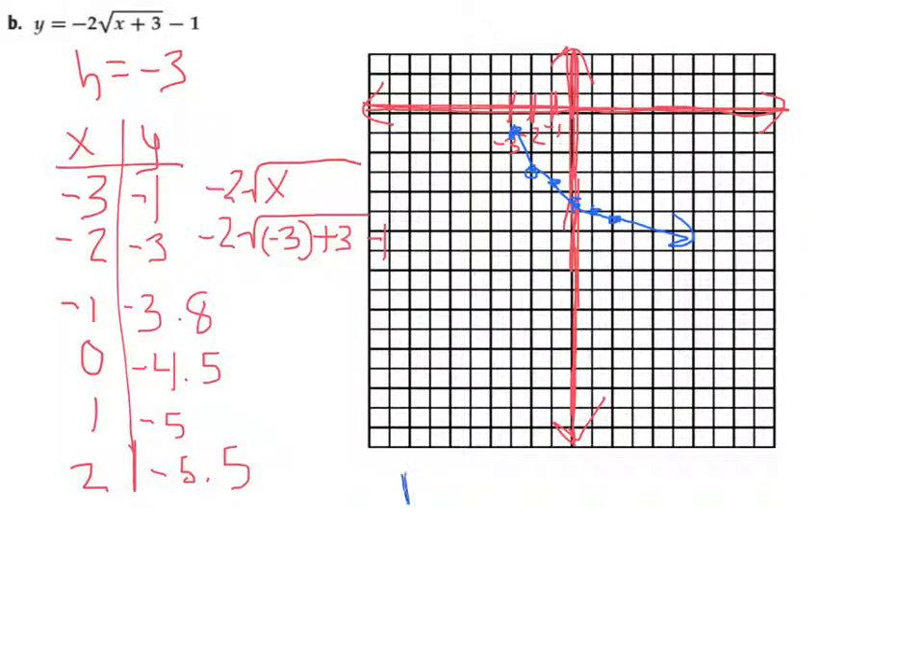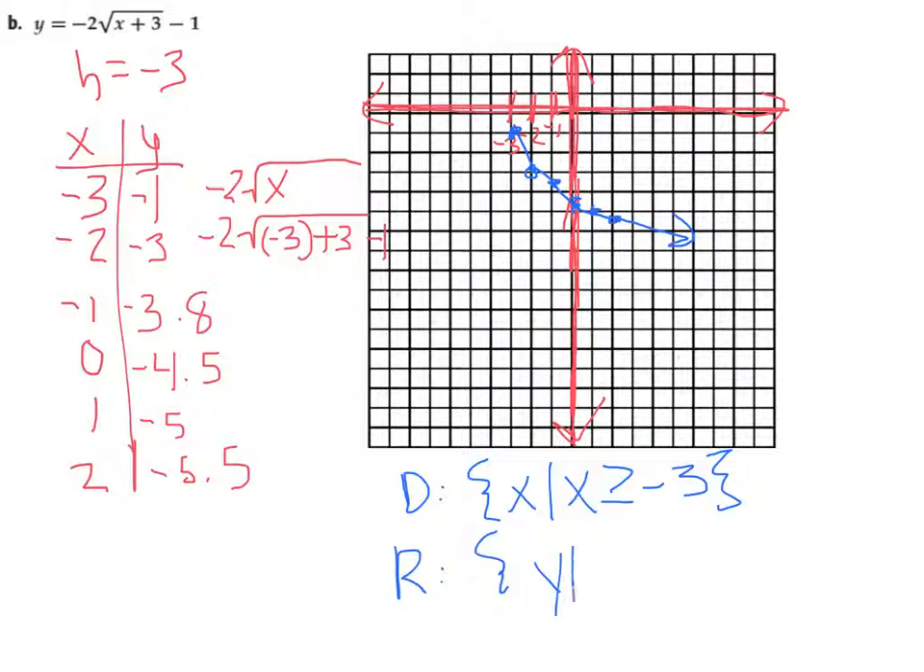So when we're talking about the domain, we know that given x is greater than or equal to -3. That's our lowest x value. And when we're talking about range, we know that given y is less than or equal to -1 because that's the behavior when we look at the y values.